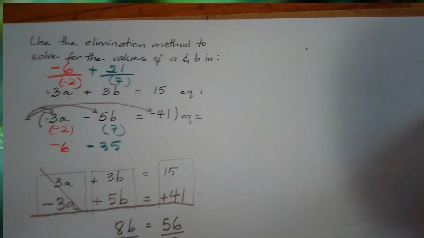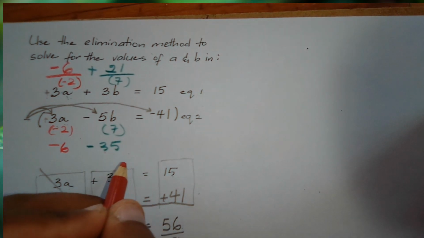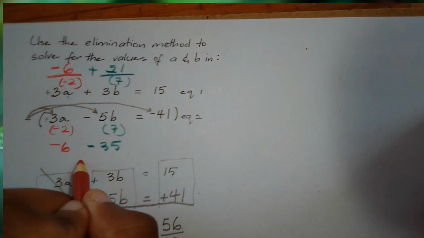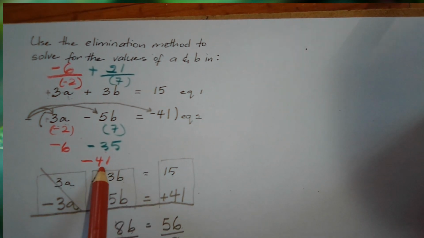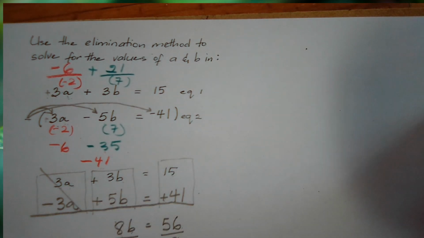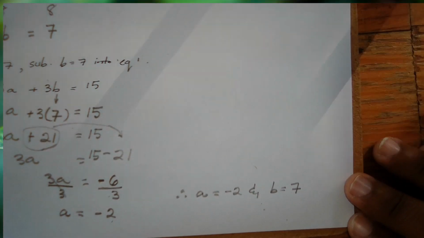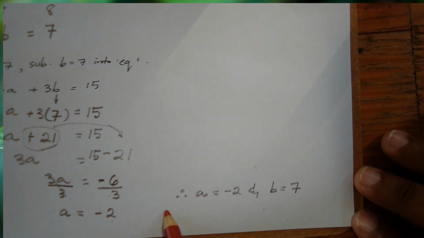Now watch it. If you owe them $6 and you owe them $35, that means in all you owe them $41. Now check it. Negative 41 and negative 41. Seeing that both of them are the same, it means both of them are equal, which means our answer down here of a being negative 2 and b equaling 7 is actually correct.